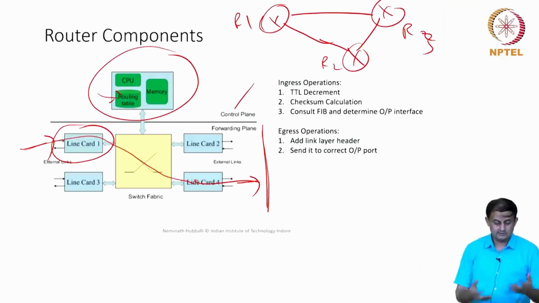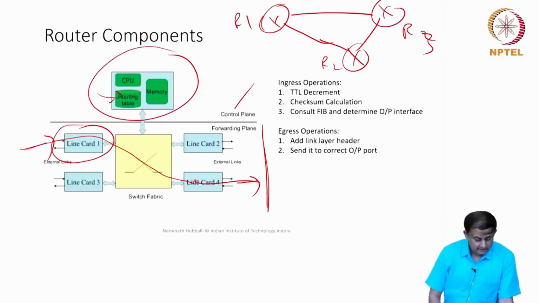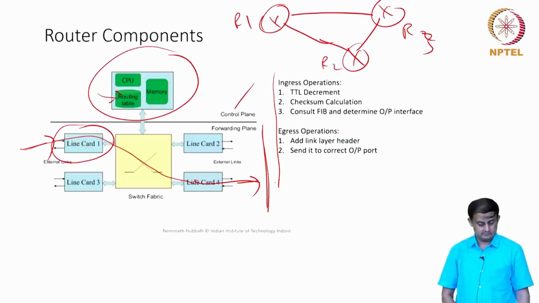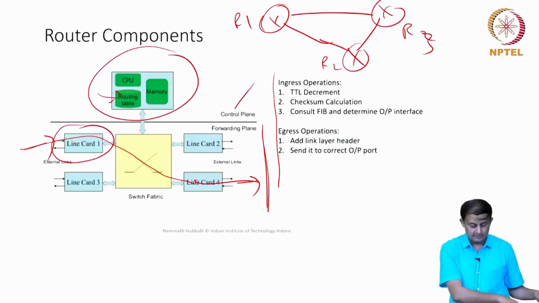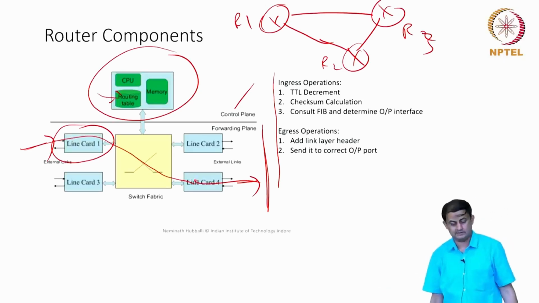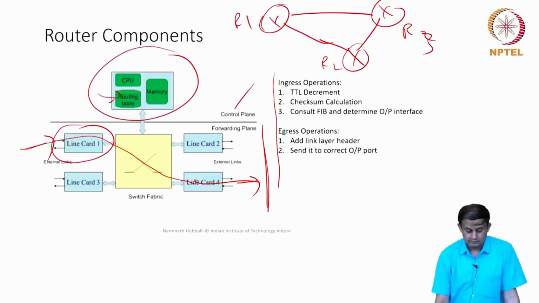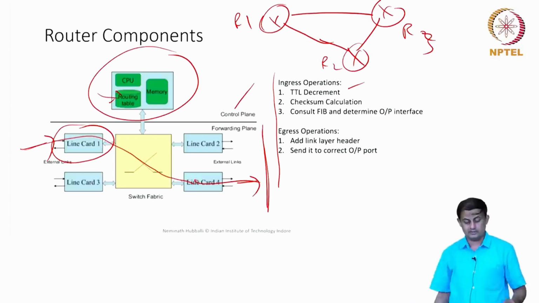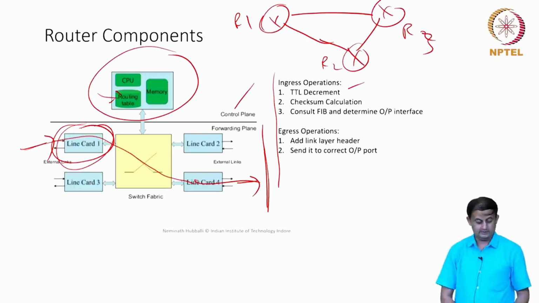So such interconnection is actually given by this fabric. So the typical operations that are done between the packet arrival at an interface card and the time the exit happens, there are a couple of things. One is every hop you need to decrement the TTL value, you reduce it by 1. And if you reduce the TTL value, then you need to recompute the checksum value. At each hop of the router, you need to recompute the checksum value. So that is done typically at the input line card here.